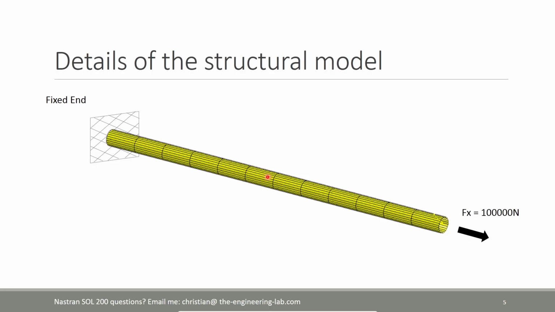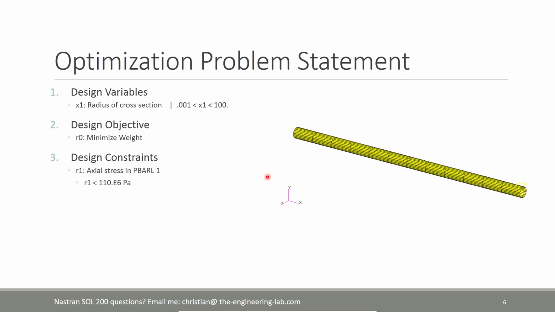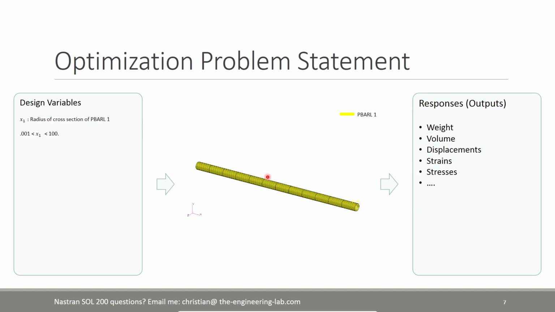Now let's go over the finite element model real quick. One end of the finite element model is fixed, while the opposing end has an axial load applied to it. So you can imagine for this example, the only stress we'll have is axial stress. And on the next slide, I just have a quick summary of the optimization problem statement.